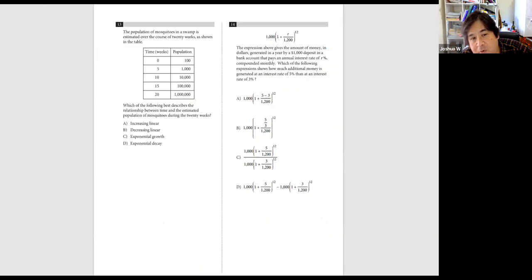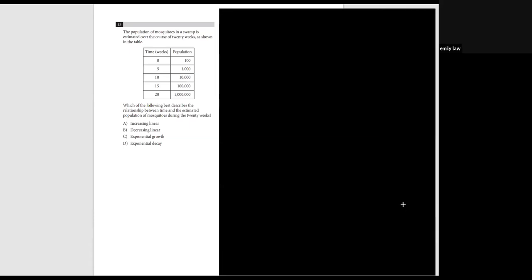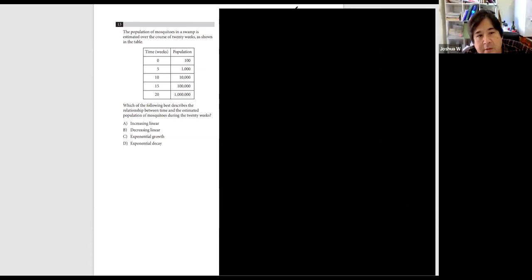Staying with Emily just for one more question. Can you read question 13 about mosquitoes? The population of mosquitoes in a swamp is estimated over the course of 20 weeks as shown in the table. Which of the following best describes the relationship between the time and estimated populations of mosquitoes during the 20 weeks? Okay. 20 weeks. So what kind of graph is this? Is it increasing linear, decreasing linear, exponential growth, or exponential decay?